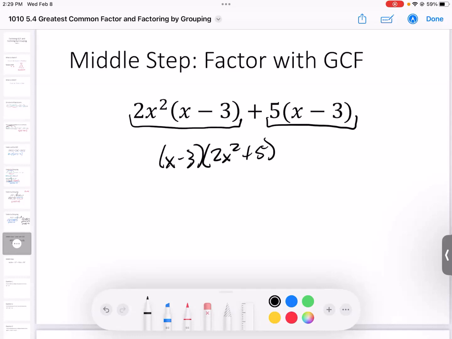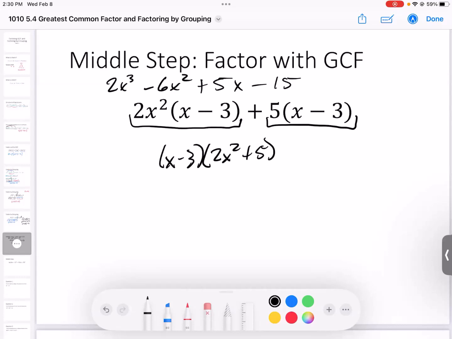So if you see a problem like this that has parentheses that match, basically they've done part of the factoring by grouping for you, but it's not all the way finished yet. What the original problem would look like would be 2x cubed minus 6x squared plus 5x minus 15. They've basically grouped it and factored the first step, but you have to continue doing the factoring by grouping.